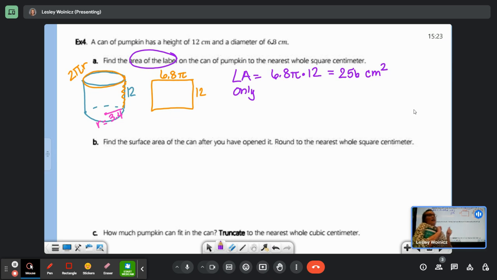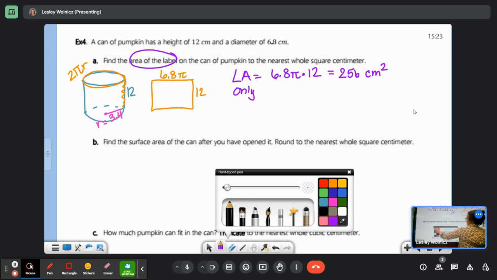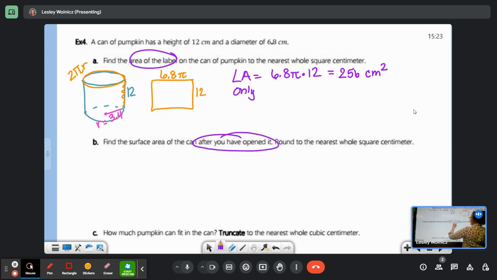I'm cranking on it with the can opener. Okay, I've opened my can of pumpkin and I've removed the lid because I don't want to slice open my hand when I'm digging out the pumpkin. Okay, how many bases are on my can? 1. So if it's after I've opened it, I'm only going to have 1 base. So my surface area will be my lateral area plus how many bases? 1 base.